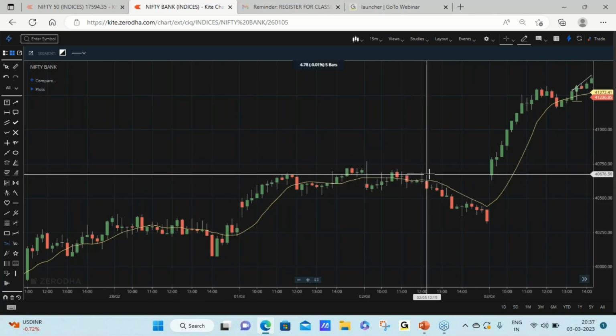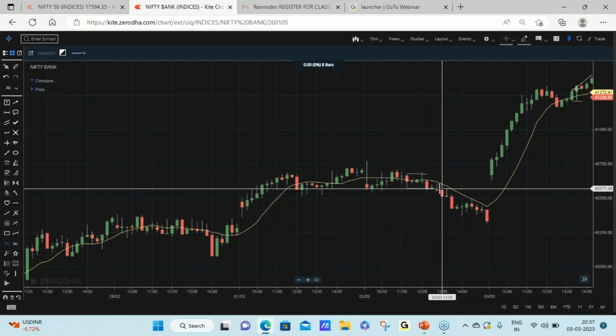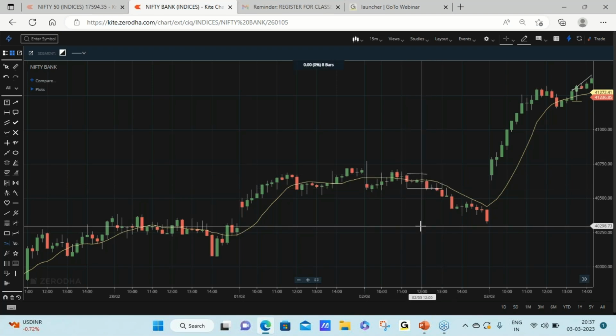Please don't ask questions when you're learning something important. Swastik ji is saying it's a trending day, it will look like this. But for a zigzag day, you're not supposed to trade. Stay away from the market. Rather than losing money and confidence, it's better to stay away from the market if it's not a trending day.